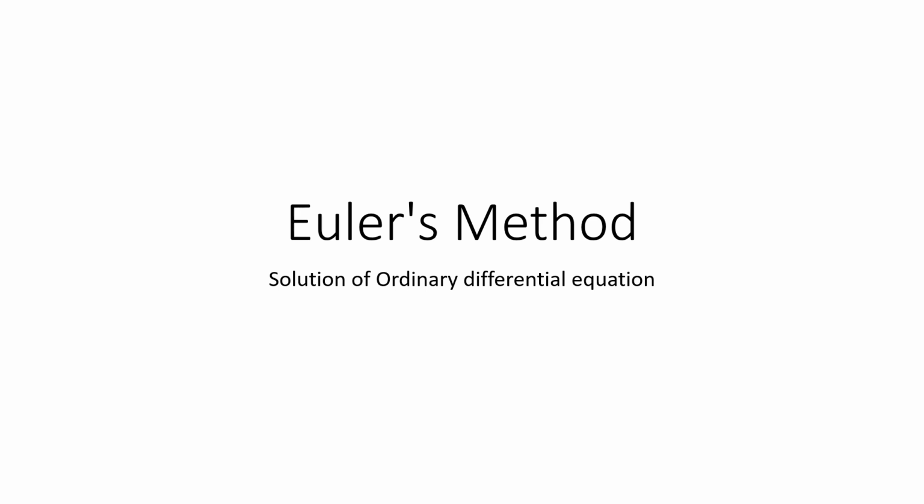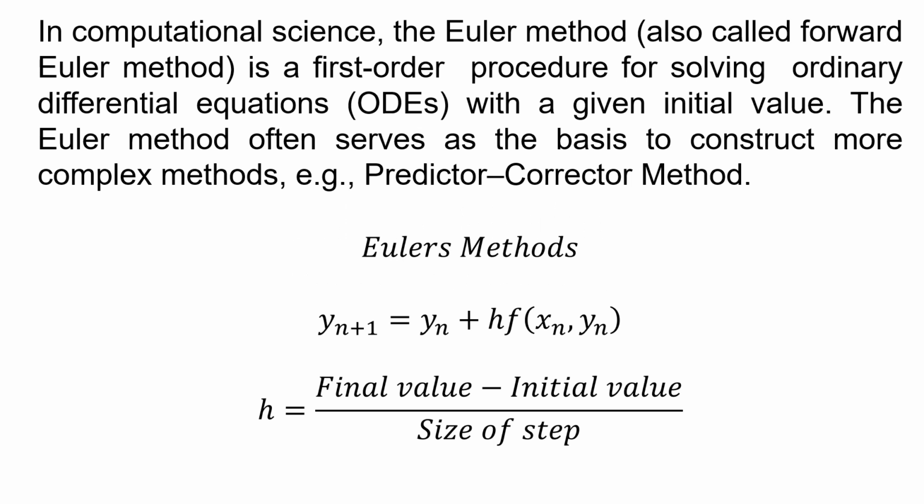Euler method, we will discuss the solution of ordinary differential equations with the Euler method. In computational physics, Euler method is basically called the forward Euler method. It is used to solve ordinary differential equations. Also, this can be used to construct more complex methods like the predictor corrector method. This method can be used there also.